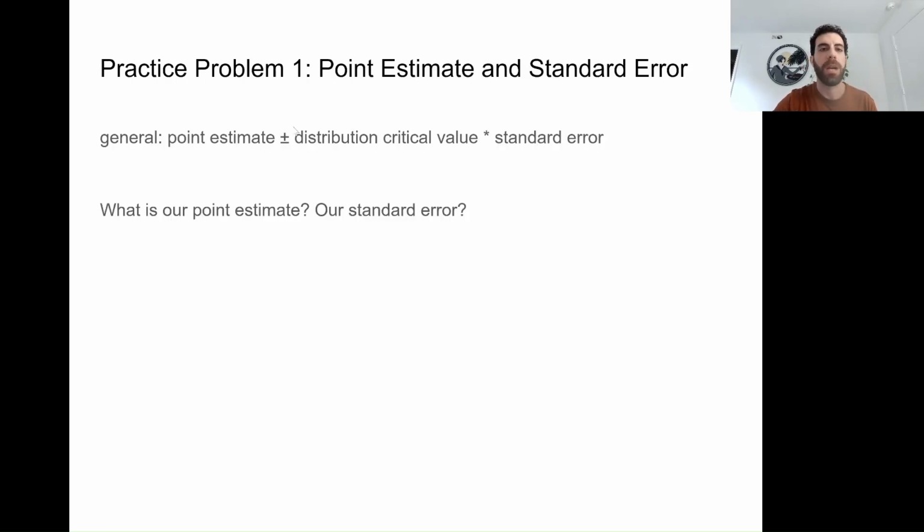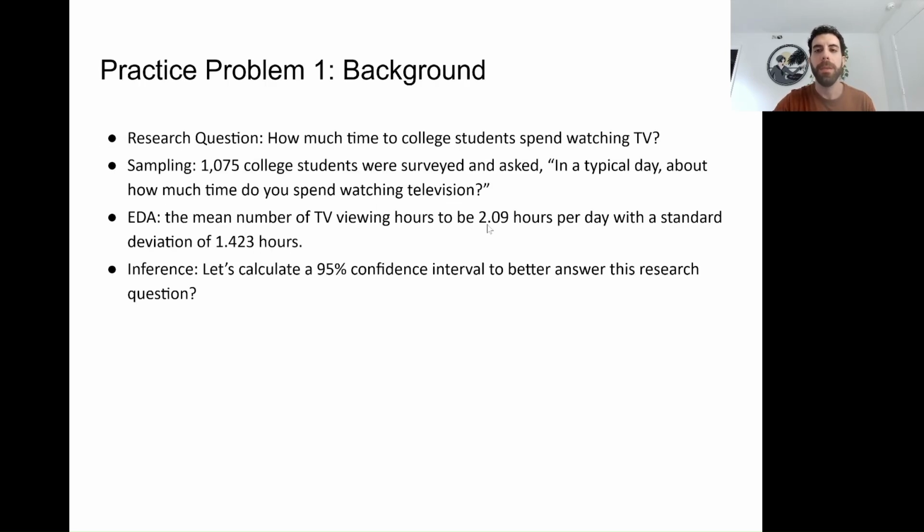So probably the most obvious is our point estimator, right? We know that we're estimating a population mean according to the research question. We want to know the average time college students spend watching TV. We have the sample mean, 2.09. That's our point estimator. However, we want to include the uncertainty around it.